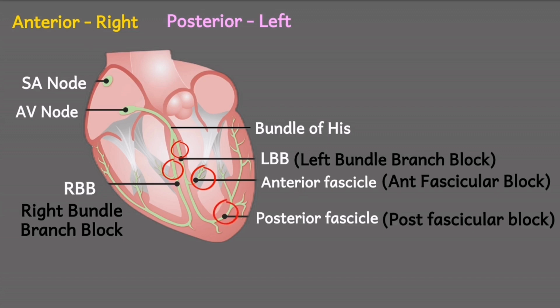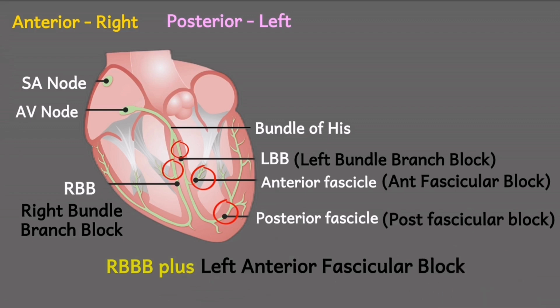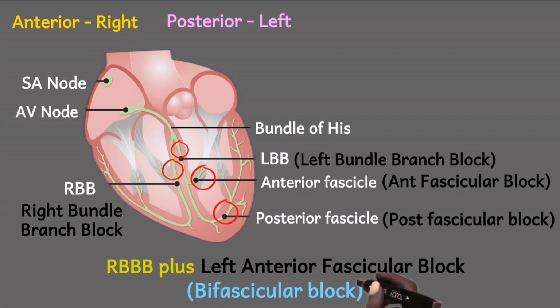Now, when we have right bundle branch block together with left anterior fascicular block, the pathology of this combination is called a bifascicular block. Please note that right bundle branch block plus left anterior fascicular block together is known as bifascicular block.